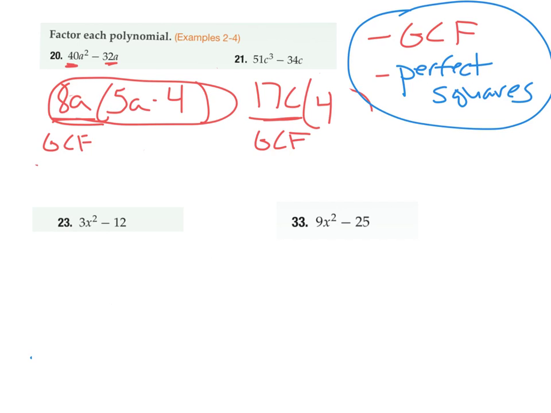Is there anything common between 9x squared and 25? There's nothing. There's nothing common between 9 and 25. So we go to the next part, which is perfect squares. Is 9 a perfect square? Is x squared a perfect square? Is 25 a perfect square?